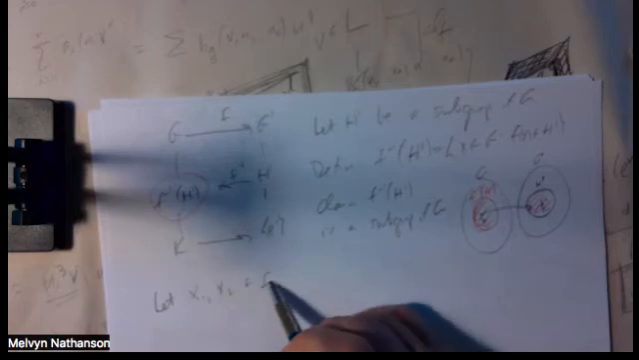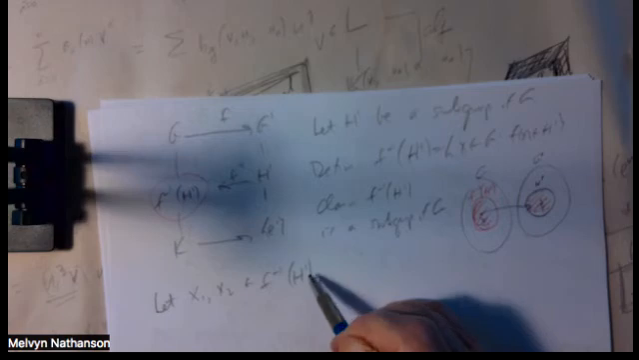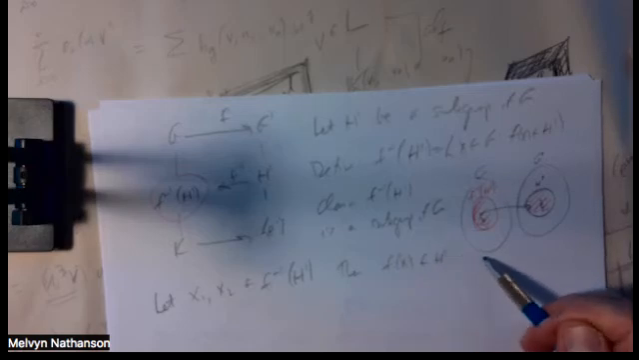And I want to show this is a subgroup of H prime. So suppose I let X1 and X2 be in F inverse of H prime. What does this mean? Then F of X1 is in H prime, and F of X2 is in H prime, because this is the set of elements that get mapped into H prime.